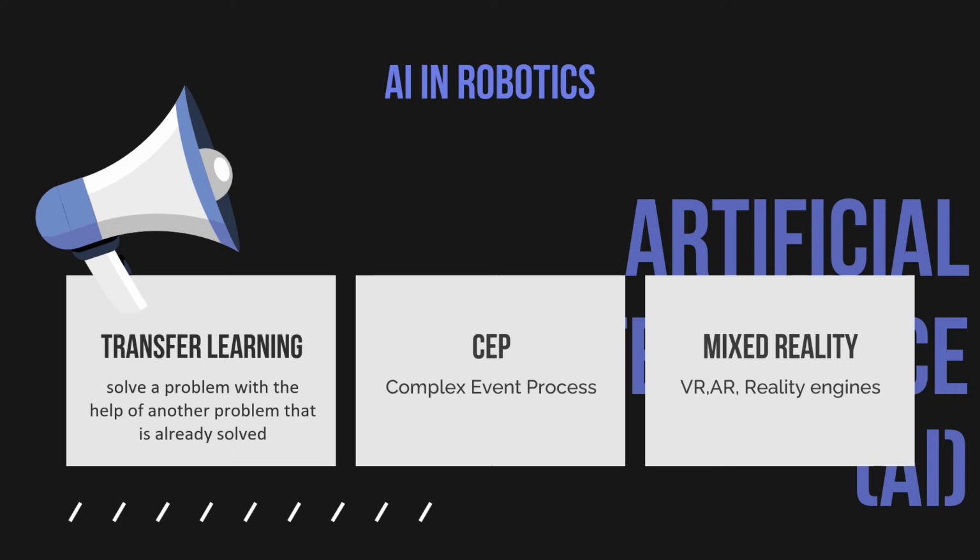The last one is mixed reality. We are all aware of the metaverse, virtual reality, augmented reality, and all these things. This is how artificial intelligence is used in robotics to give robots the power to sense reality, to be aware of the real environment in which they are placed. So it is also an emerging domain.